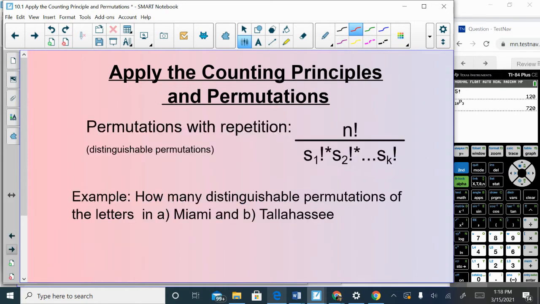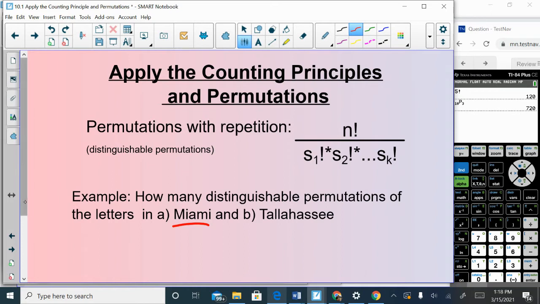The fourth and final counting principle thing that we're going to be using is permutations with repetition. This will also be referred to as distinguishable permutations. An example of this would be saying, how many ways can I write distinguishable permutations of the letters in the word Miami?